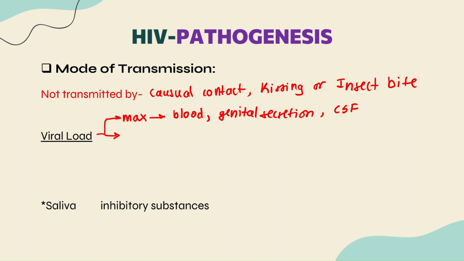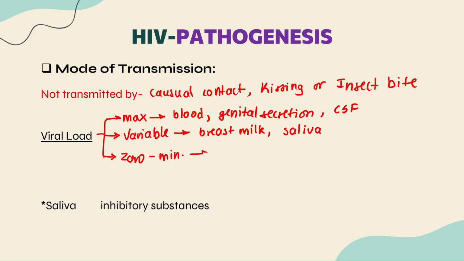Then HIV viral load is variable, okay. If I say it is variable, it is going to be variable in breast milk and saliva. So breast milk and saliva are the body fluids where viral load is considered to be variable. And the viral load, if I say, is like 0 to minimum, it is in your other body fluids, or we can say urine. So in the remaining body fluids, the viral load is considered to be 0 or minimal, and that may also include your urine. In urine the viral load is very low, okay.